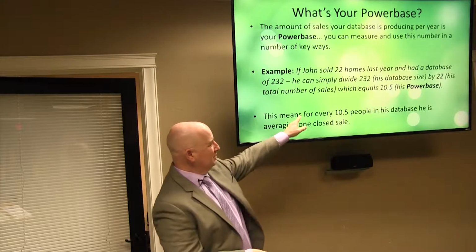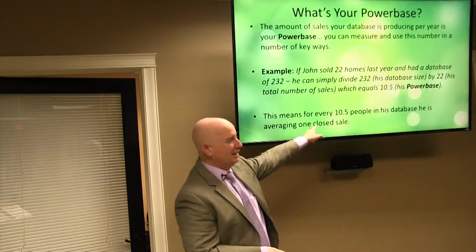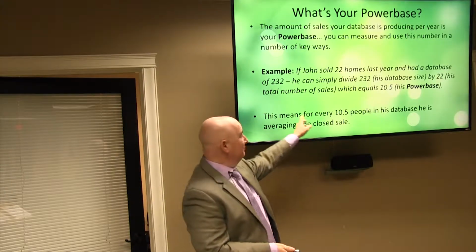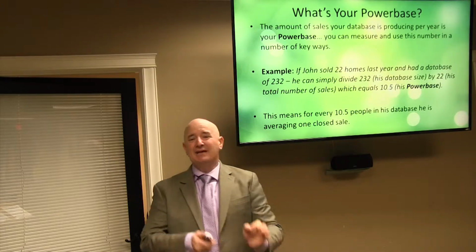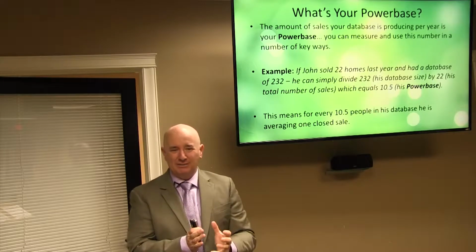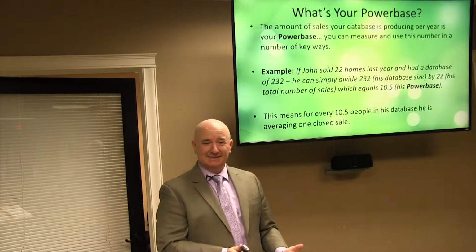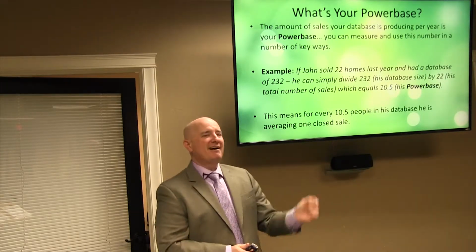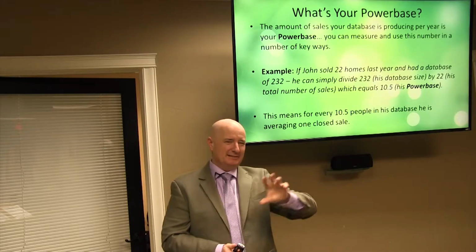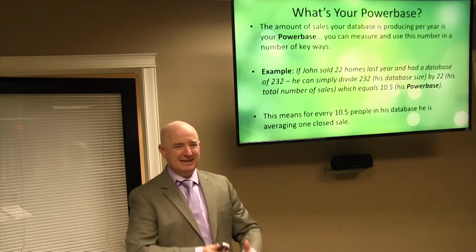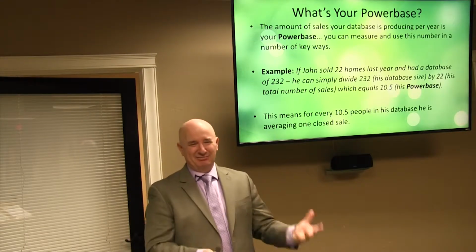So if we have these two numbers, how many sales he closed and the size of his database, we divide one into the other. So 232 divided by 22 gives us 10.5. That number is the power base number. And what that represents is that for every 10.5 people in John's database, he's averaging one closed sale. You might say, well, how do I use that? What can I do with that information?